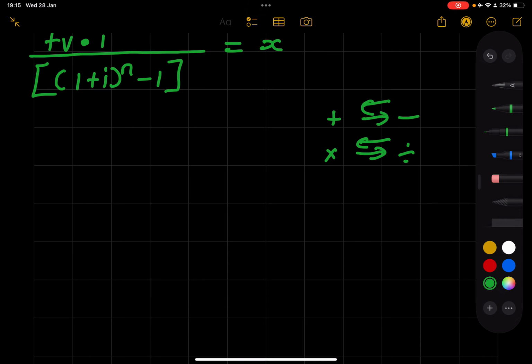And then what is the opposite of a square? The opposite of the square, you square root it. Opposite of a cube, you cube root it.